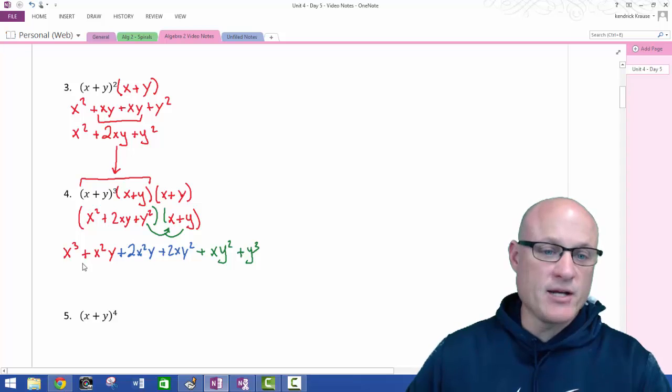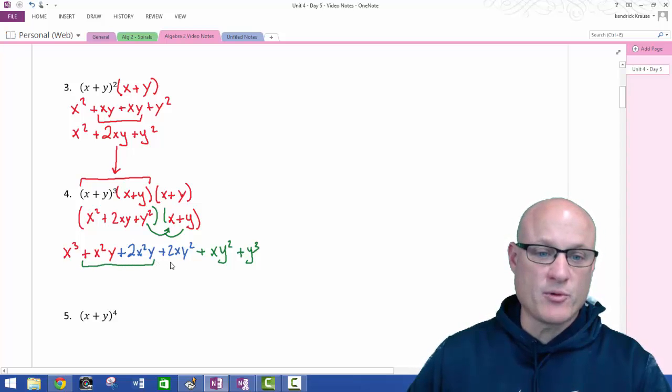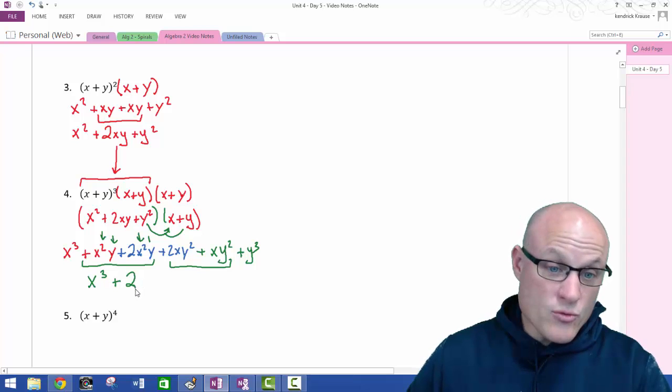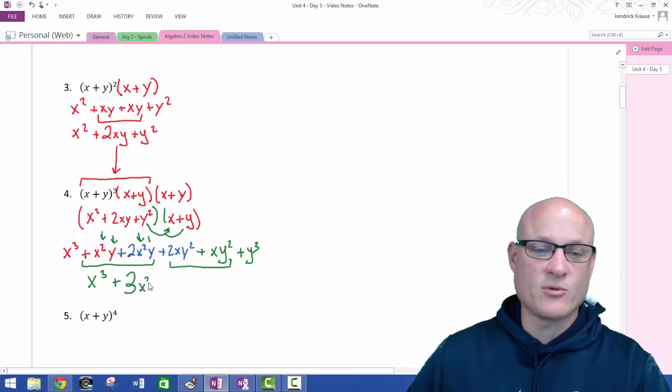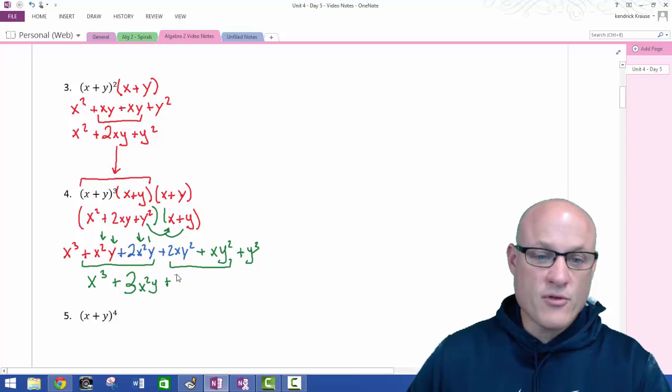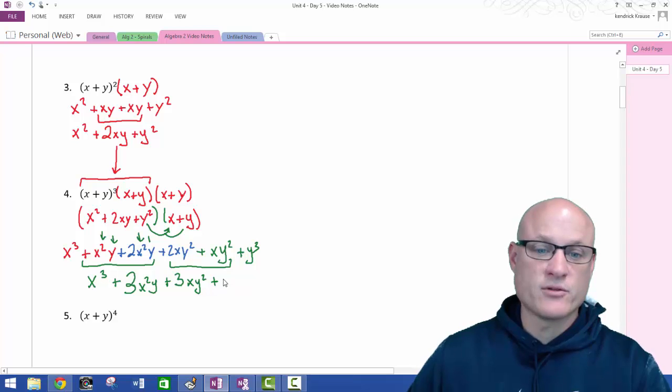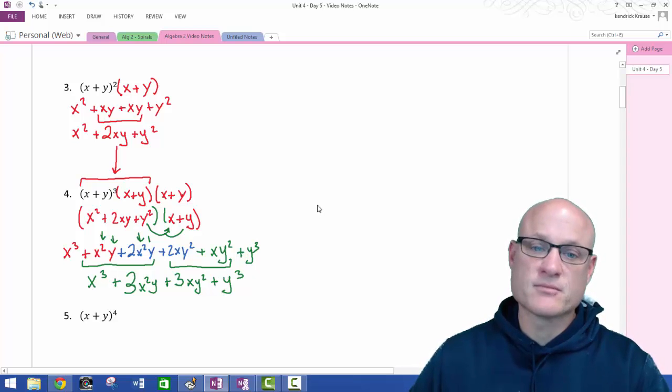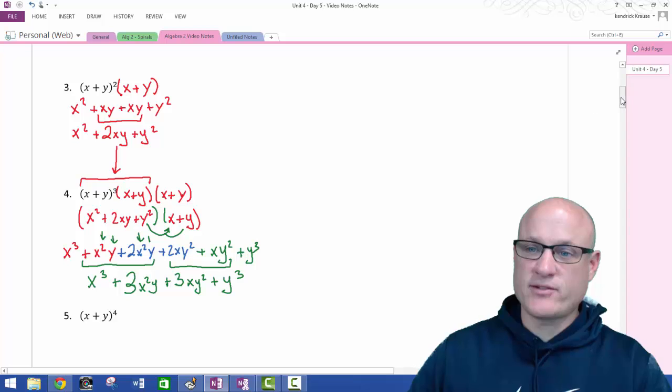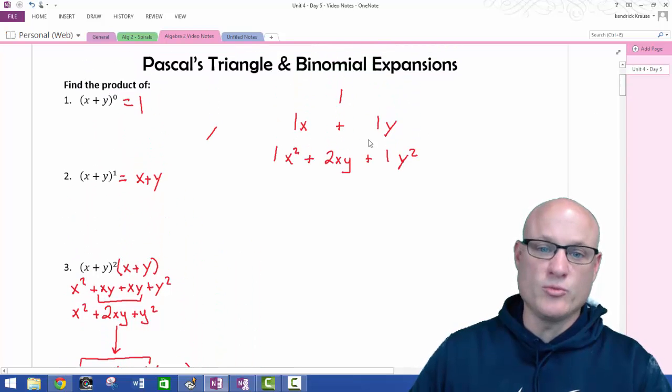Okay. And again, we always have like or similar terms. You'll notice that both of these can be combined, right? These both have an x squared and a y. So this gives me x cubed plus 3x squared y plus 3xy squared plus y cubed. All right, so that's a binomial cubed. I'm going to put that right here.